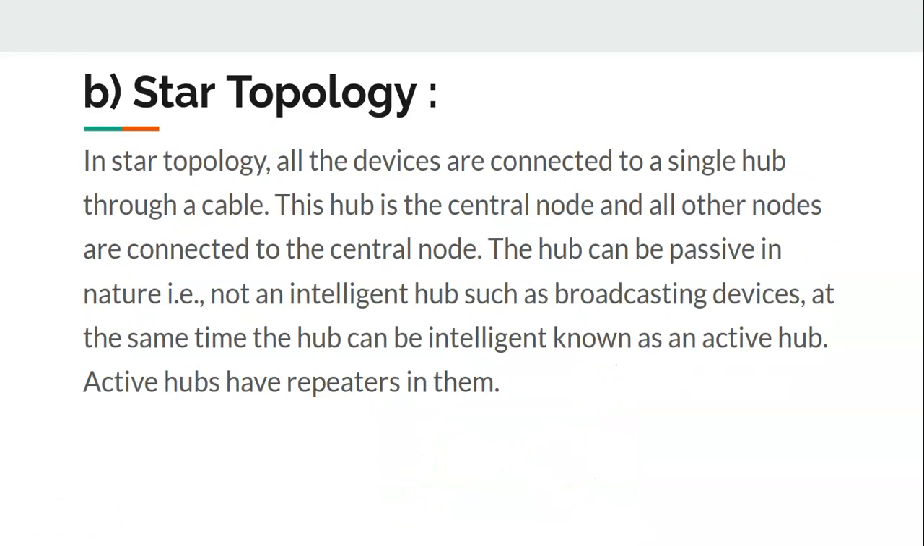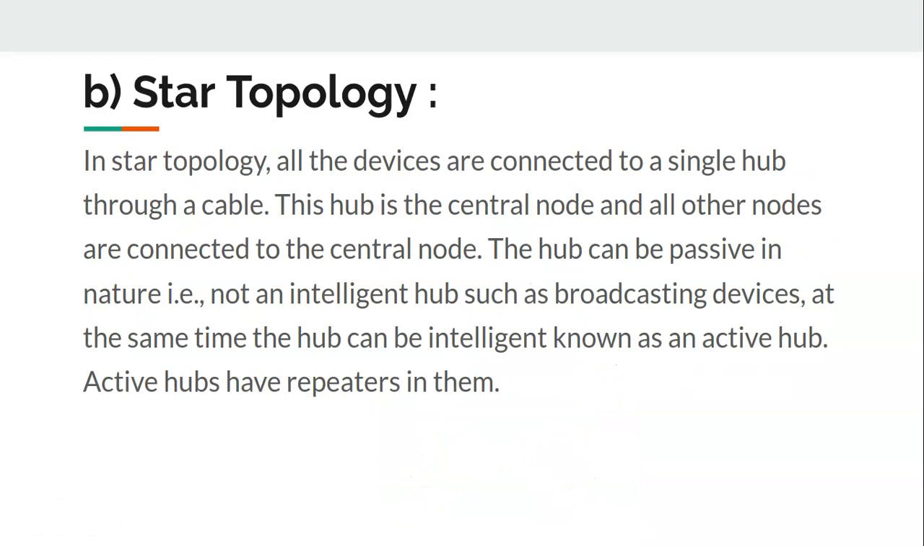The hub can be passive in nature, that is not an intelligent hub such as broadcasting devices, and at the same time the hub can be intelligent, known as an active hub. So we are saying that if the hub is passive, it's not an intelligent hub. An example is broadcasting devices. At the same time, the hub can be intelligent, known as an active hub. So we have two types of hub, passive hubs and active hubs.